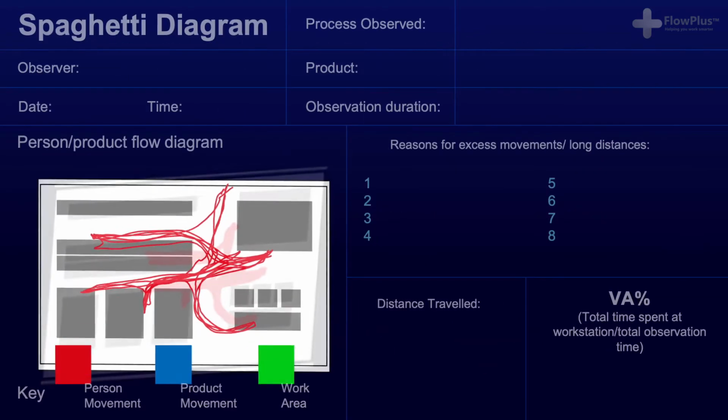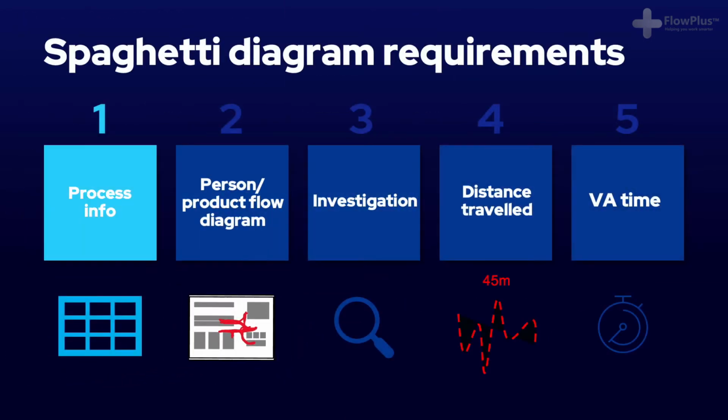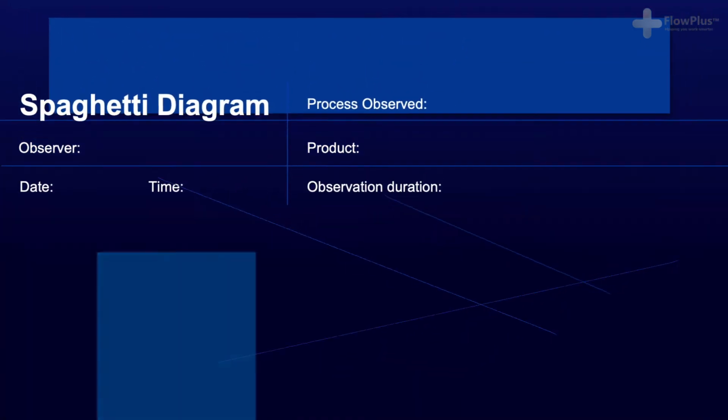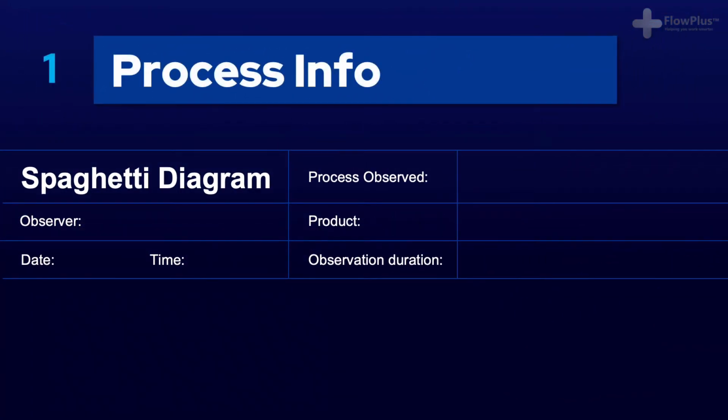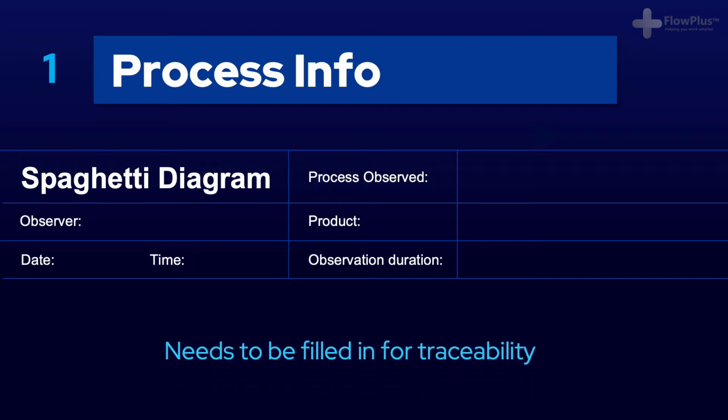Step 1 is filling in the process information. This includes the name of the person conducting the observation, the date, time, and name of the process being observed. Although obvious, these elements are an extremely important part of the spaghetti diagram as a whole, because being able to trace back the data to the process when discussing improvements is critical to avoid miscommunication.